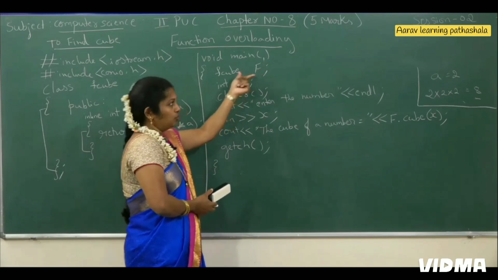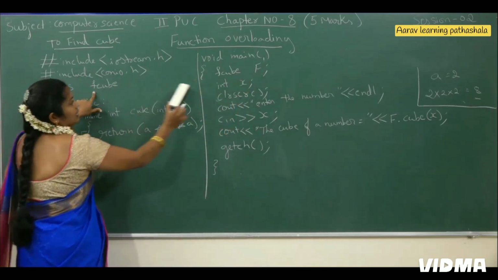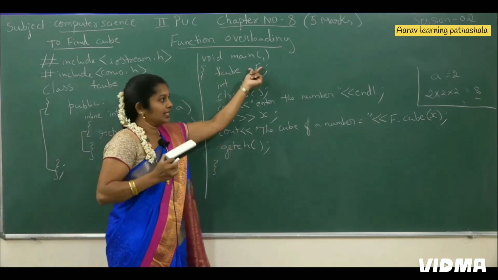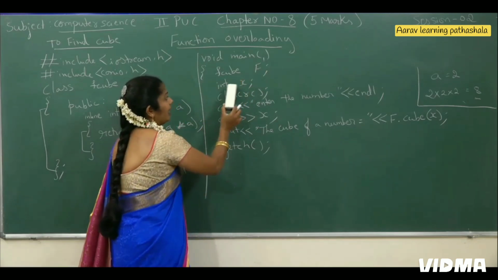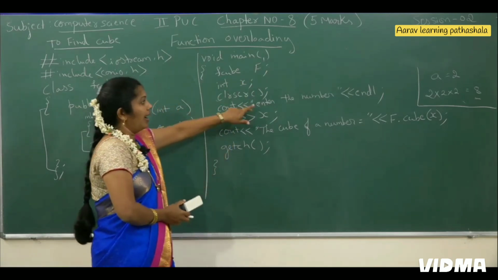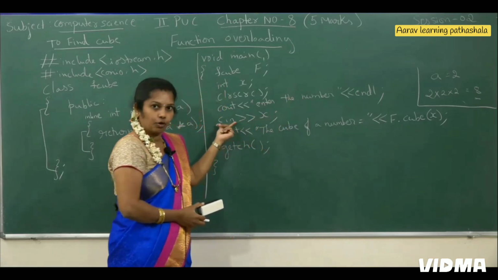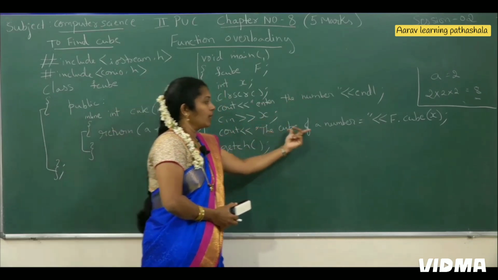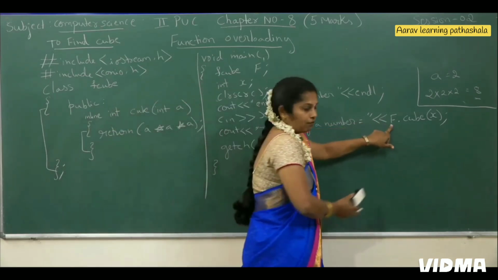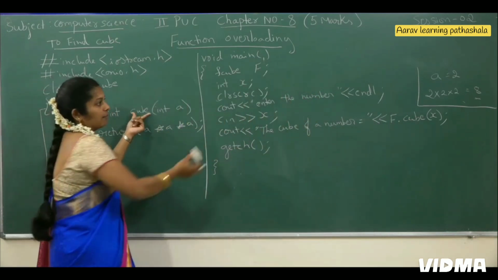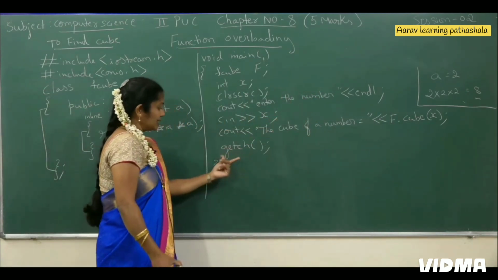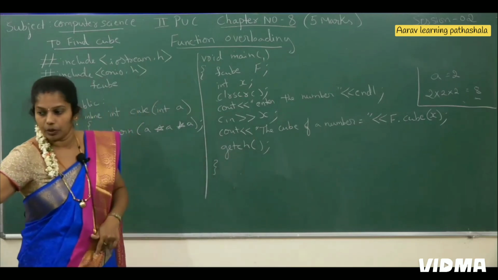Then we have to create the object. How to create the object? That is the class name f cube, leave one space, after that the object name, here given as f. Next, int x, clear screen, enter a number. That number will be input by using cin. Cout the cube of a number equals. Call the function f dot cube. Cube is the function name. Inside the bracket the argument. Getch, close the function, close the main program.